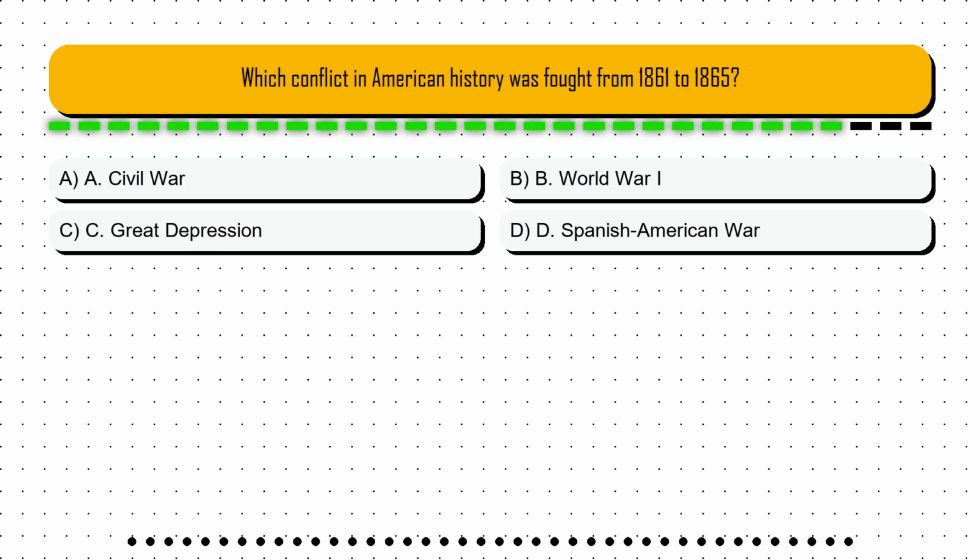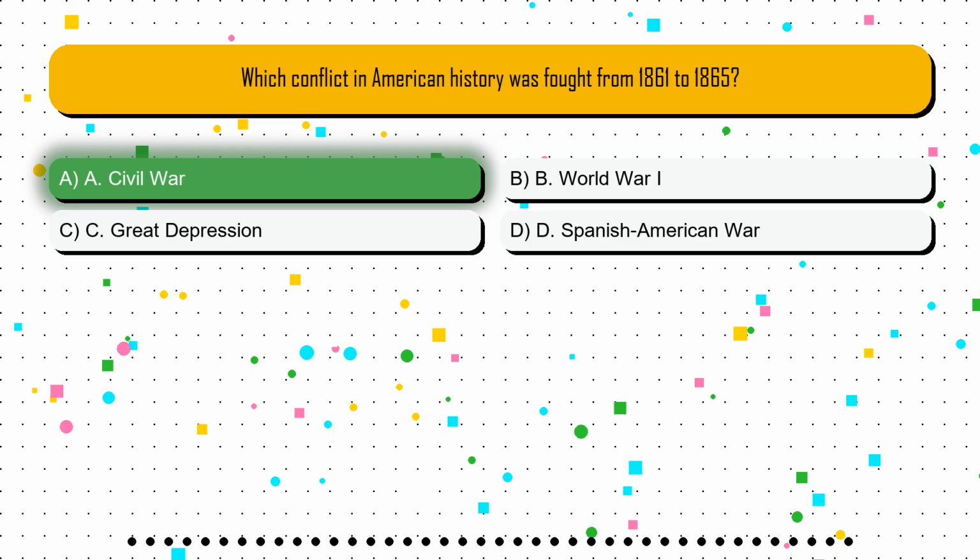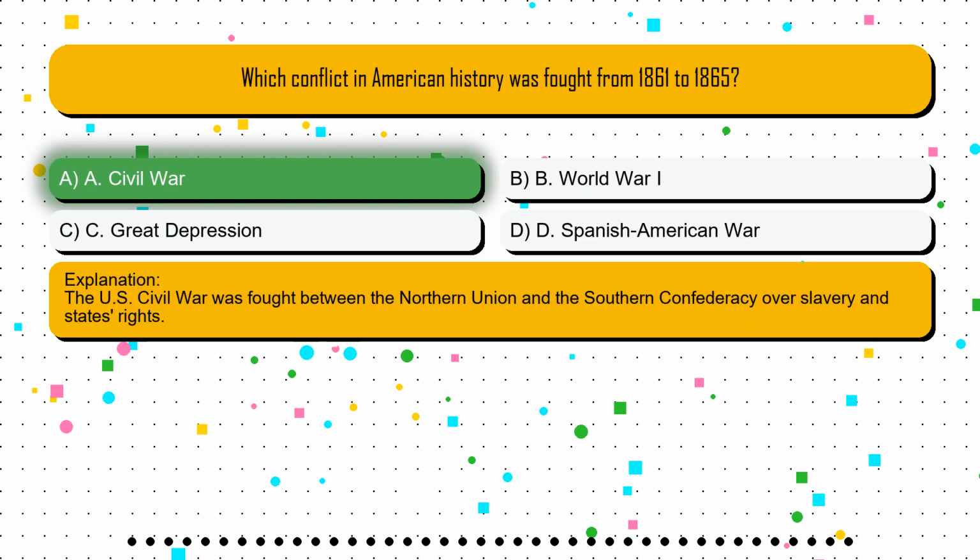Question 34. Which conflict in American history was fought from 1861 to 1865? Option A, Civil War. Option B, World War I. Option C, Great Depression. Option D, Spanish-American War. The correct answer is option A, Civil War. The U.S. Civil War was fought between the Northern Union and the Southern Confederacy over slavery and states' rights.